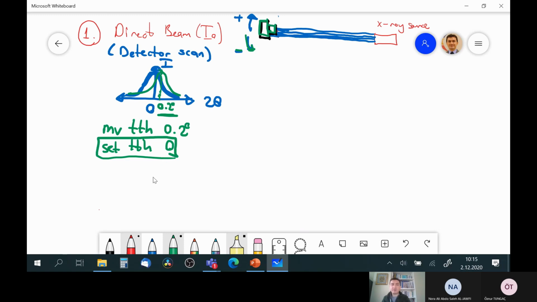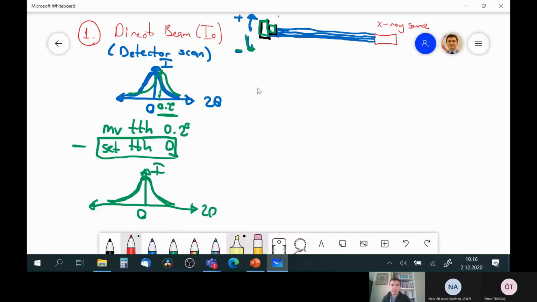If you carry out this experiment again, 2 theta versus intensity, since we have corrected the position, we will have a symmetric curve around 0. This is 0. Okay, we have shifted this curve to the left side by changing the position of the detector.